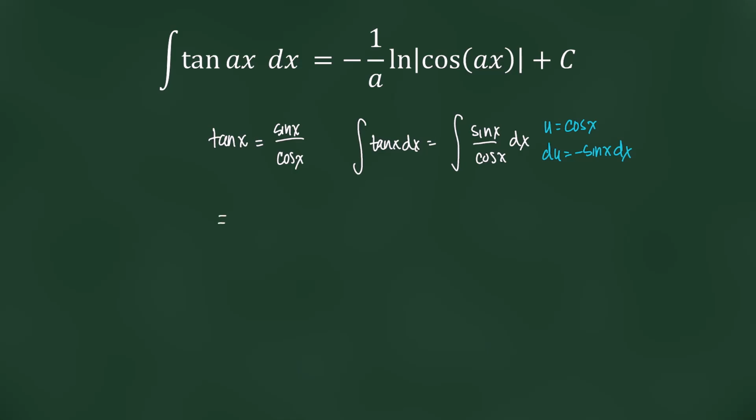And we can rewrite this integral now as negative integral of du over u. That's one we saw just a few minutes ago. That's a natural log. So this is the negative natural log of the absolute value of u plus some constant, which is the negative natural log of the absolute value of the cosine of x plus a constant c.